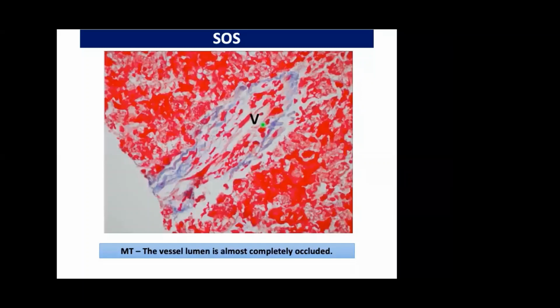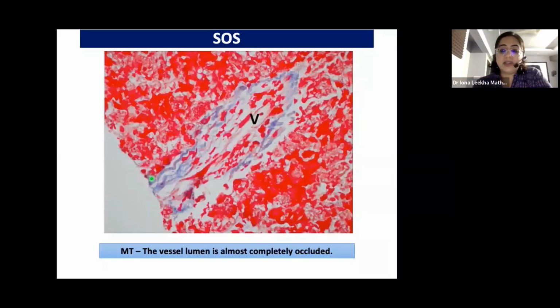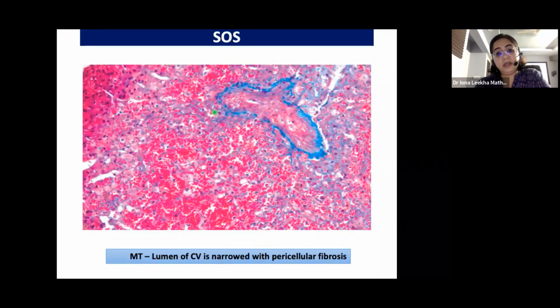Okay, carry on. So this Masson's trichrome demonstrates the vein, and in between that you have this red collagen deposition, and the vein is almost collapsed here. And there is pericellular fibrosis, as demonstrated by Masson's trichrome.